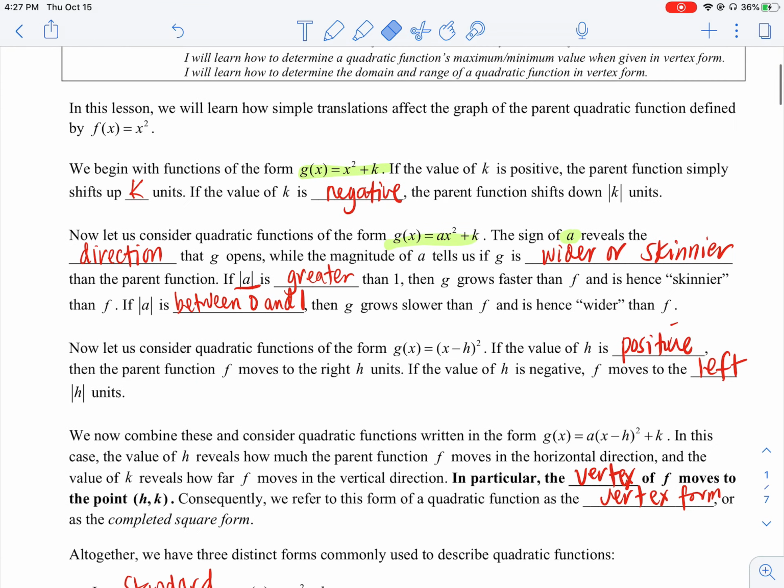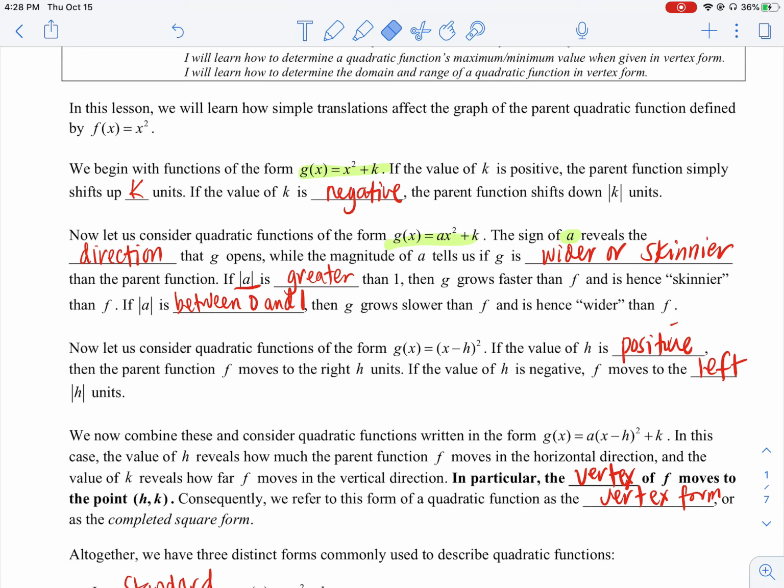So we begin with functions of the form g of x equals x squared plus k. If the value of k is positive, then the parent function simply shifts up by k units. So if your k is a positive 2, then your function shifts 2 units up. If your k is negative, then the parent function shifts down by k units. So if your k is a negative 2, your function will shift down by 2 units.